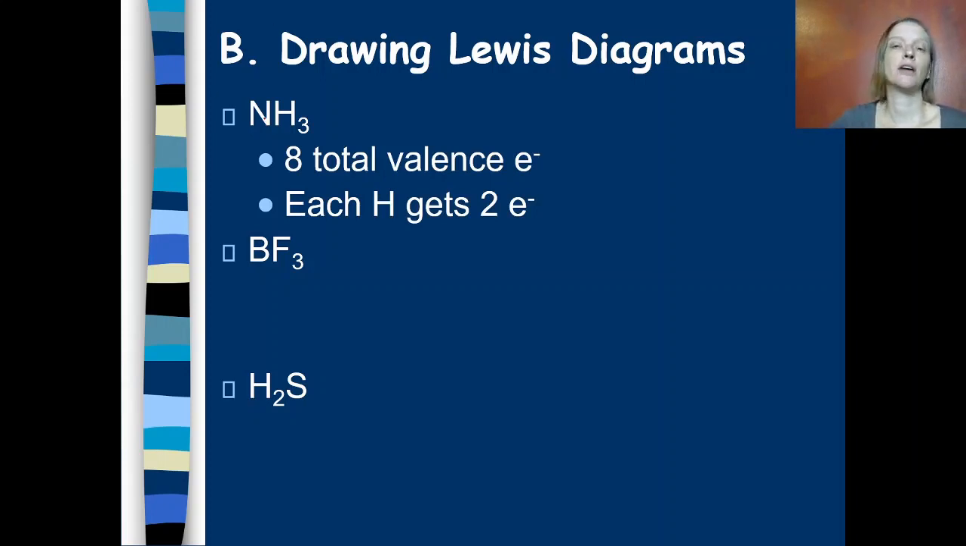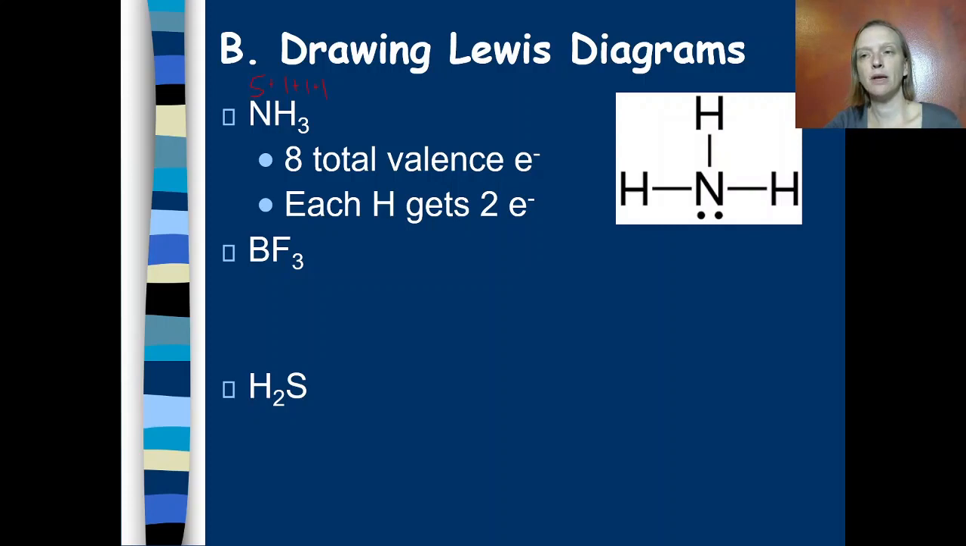Ammonia, which you can call nitrogen trihydride. Ammonia has 8 total valence electrons, 5 from the nitrogen plus 1 plus 1 plus 1. And if we draw the picture, nitrogen goes in the middle, and hydrogens go around the outside. And then we draw 1, 2, 3 covalent bonds, each made up of 2 electrons. So I've got 2, 4, 6 electrons here.